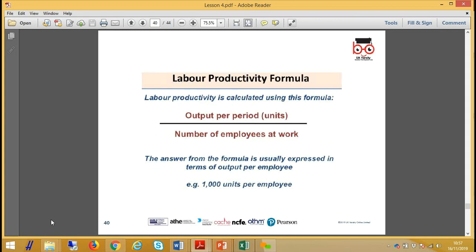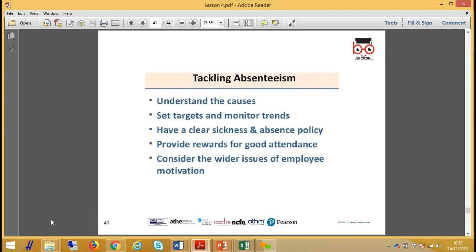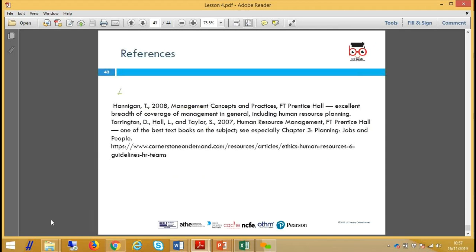So these are just different ways of calculating some of these metrics and how to tackle things like absenteeism again, if absenteeism is your target.